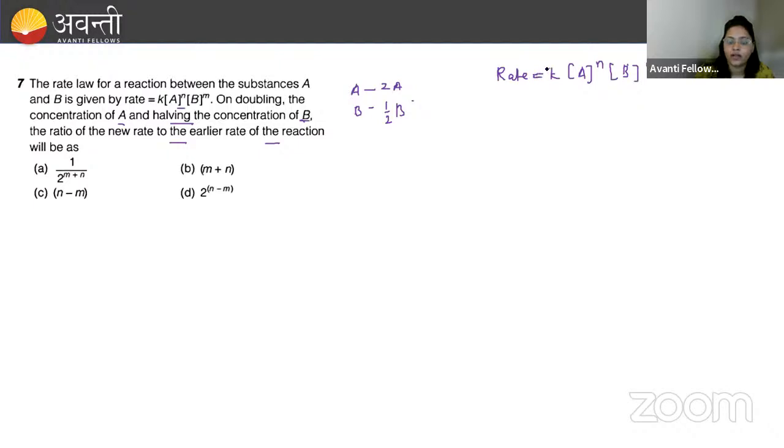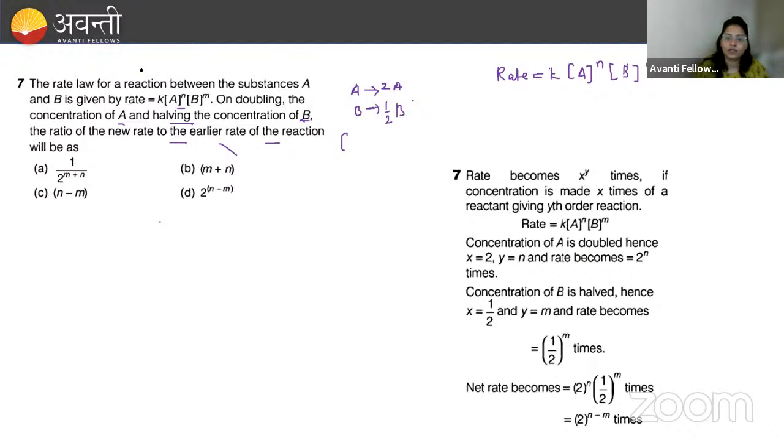This was our rate. Now, since the A value is doubled and the B value has been halved, what will be the rate of this given reaction when these are the values, right? So here, what do you think? What will be the value? 1/2 raised to this or this or this. Okay, so let's solve this question.